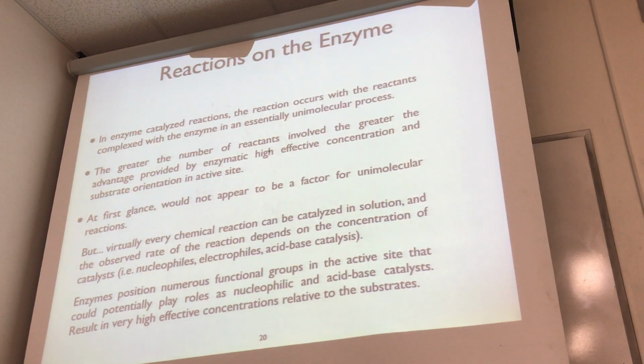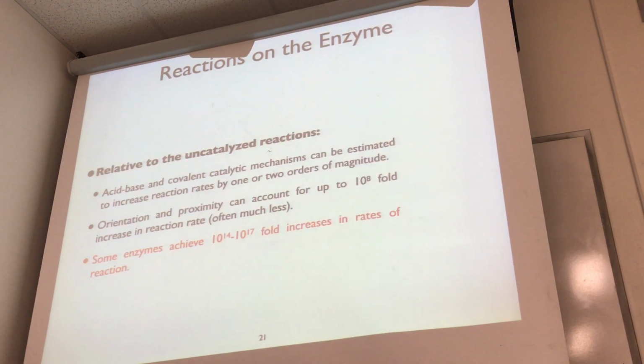Enzymes possess numerous functional groups in the active site that could potentially play roles in nucleophilic, acid, and base catalysis, which, as we discussed, results in very high effective concentrations relative to the substrates. Relative to uncatalyzed reactions, acid, base, and covalent catalytic mechanisms can be estimated to increase reaction rates by 1 or 2 orders of magnitude. Orientation and proximity can get you 10 to the 8th fold. So between the two of these, you're getting about 10 to the 9th, 10 to the 10th fold, right? But some enzymes achieve 10 to the 14th, 10 to the 17th fold increases in rates of reaction. So you're exceeding what you can simply explain by orientation, proximity, and simple acid-base catalysis. You've got more stuff going on.